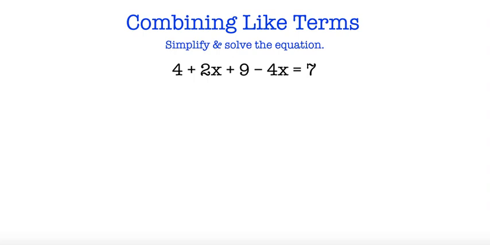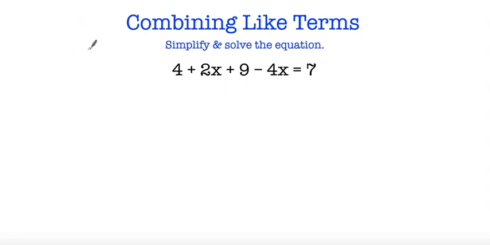Hello, mathematicians. Today we're going to be combining like terms using equations. Equations are a little bit different than expressions because in equations we could solve for x. An easy way to tell that we have an equation is if we have an equal sign.